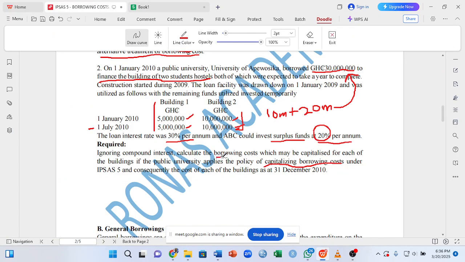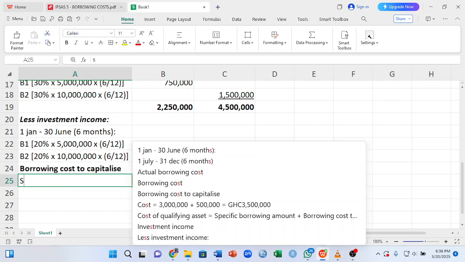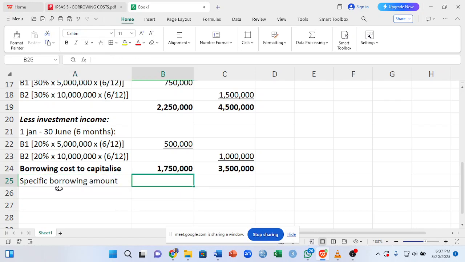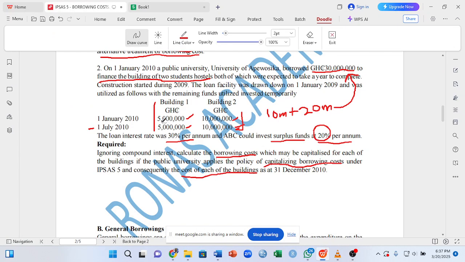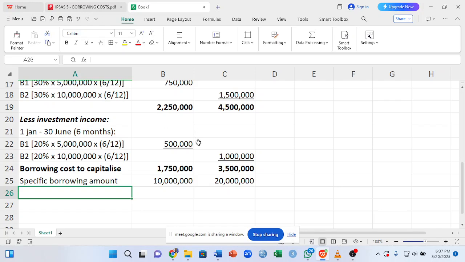The question told us to calculate the borrowing cost which you are going to capitalize. Then the next one, they say we should find the cost of each of the buildings. So if you're looking for the cost of a building, we'll first pick the borrowing cost to capitalize. Then we'll add the specific borrowing amount. For building one, the two amounts gave us 10 million, so we pick the 10 million. And for building two, it was 20 million, right? So we sum the two together. That will give us 30 million.